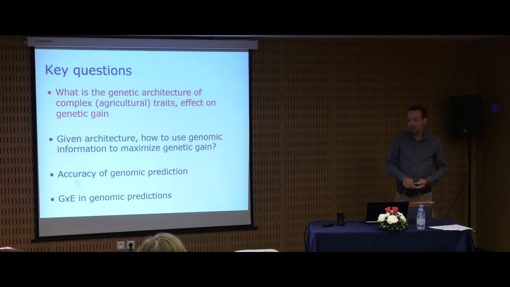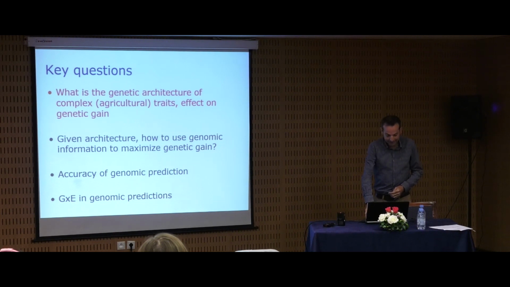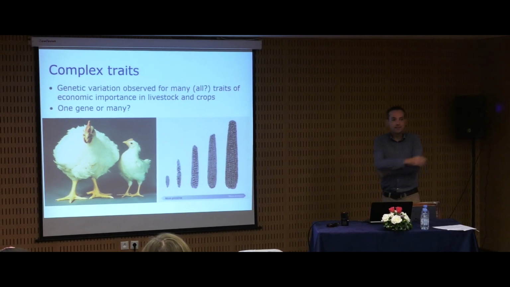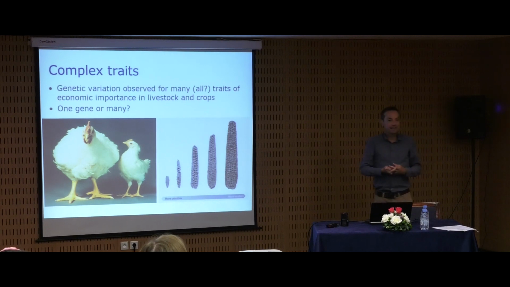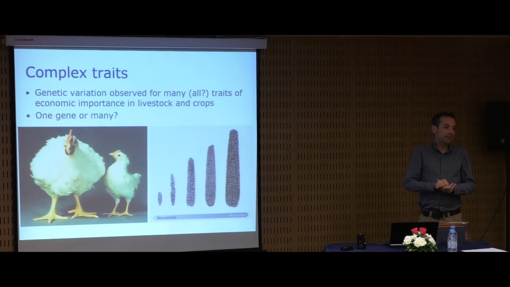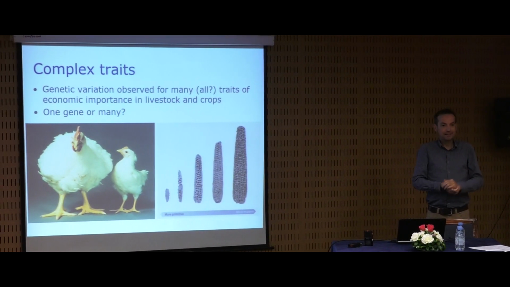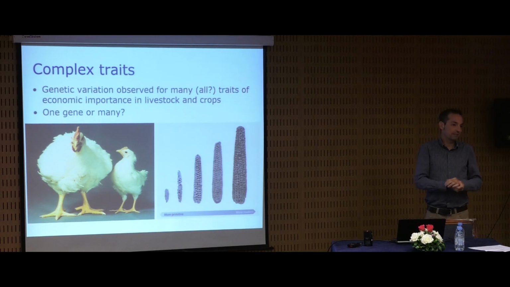But first of all, let's look at this question. What is the genetic architecture of the traits we deal with, like yield, disease resistance, and so on? And what's the effect of that on genetic gain? One of the wonderful things is that we see genetic variation for almost all the traits that we look at. I can't really think of a trait where there's not a genetic component to the variation in that trait. Sometimes it's small, sometimes it's moderate, but the genetic variation seems to almost always be there for the traits that we look at in livestock and crops.